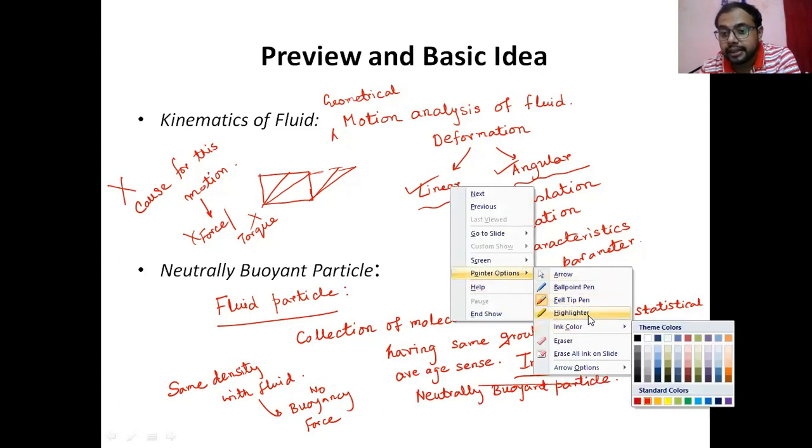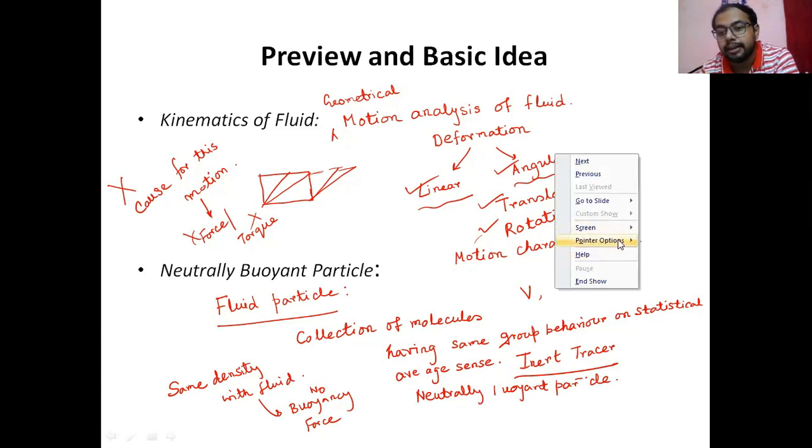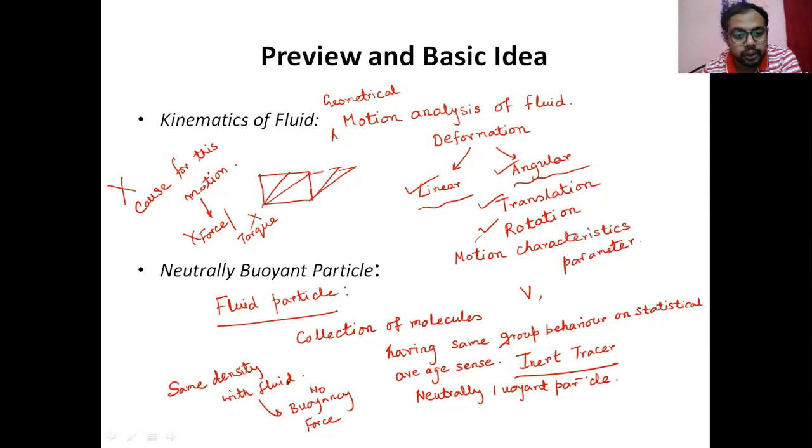Now the consideration is that the neutrally buoyant particle has the same velocity as the fluid flow velocity. So at any place, whatever the flow velocity is, the particle velocity is the same. No changes. The particle motion characteristics are the same.